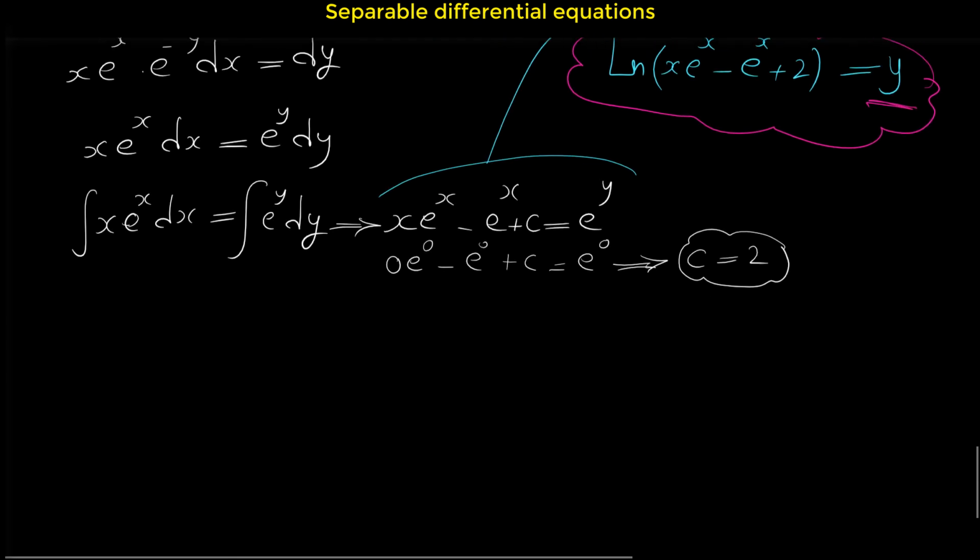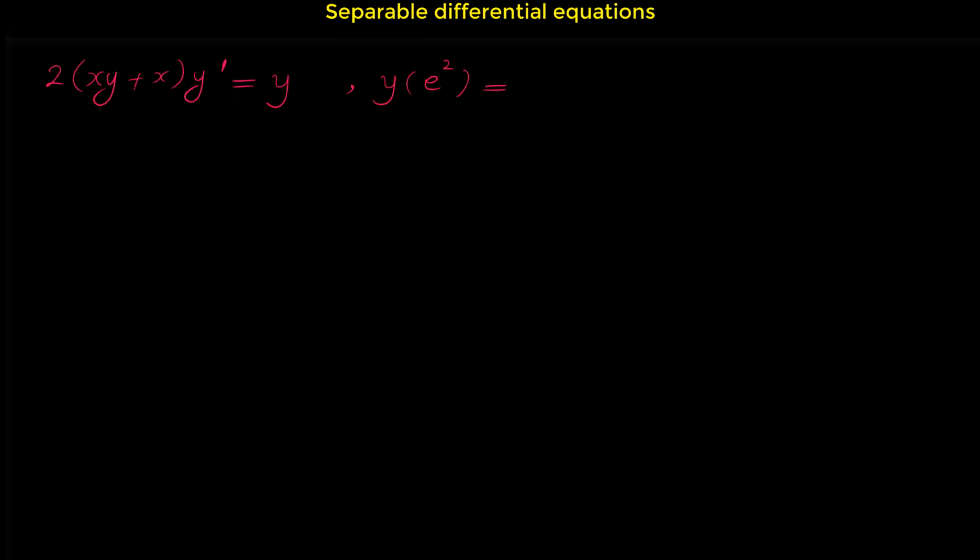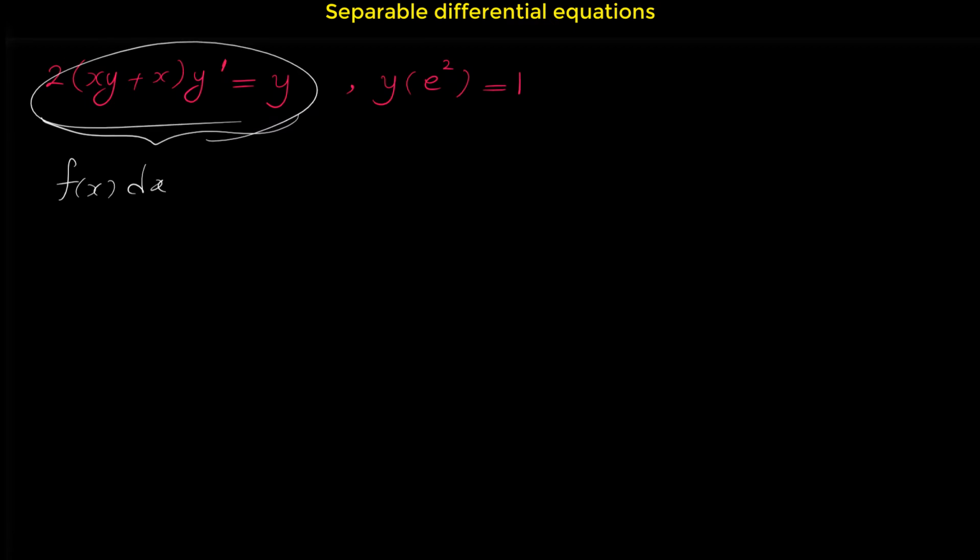Let's do another example. 2 times xy plus x times y prime is equal to y, and the initial condition is y at e squared is 1. The first step, as usual, is to try to separate variables x and y and convert this to the form of f of x dx equals g of y dy.